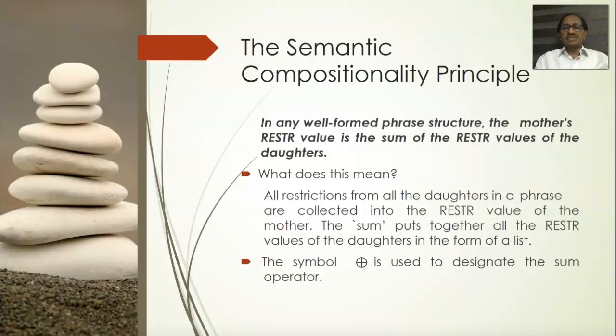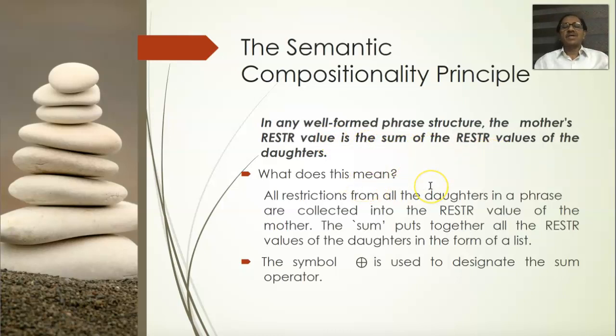semantic compositionality principle. When we look at a phrase, it consists of a head, and then you have specifier and complements, or in other words we call them modifiers in traditional grammars. The semantics of each word contributes to the phrase. That's what we know. So we are going to put that as a semantic compositionality principle. So what is the semantic compositionality principle? In any well-formed phrase structure, the mother's restriction value is the sum of the restriction values of the daughters.